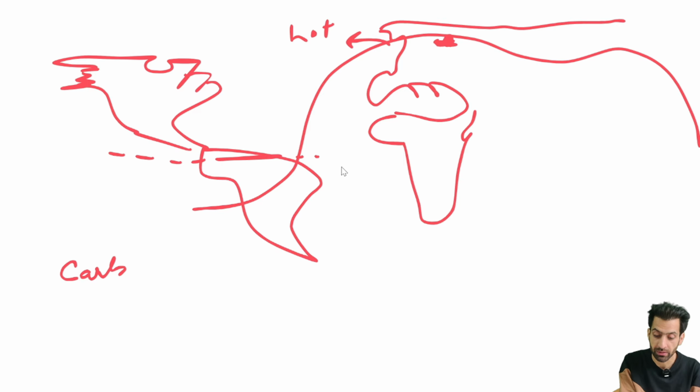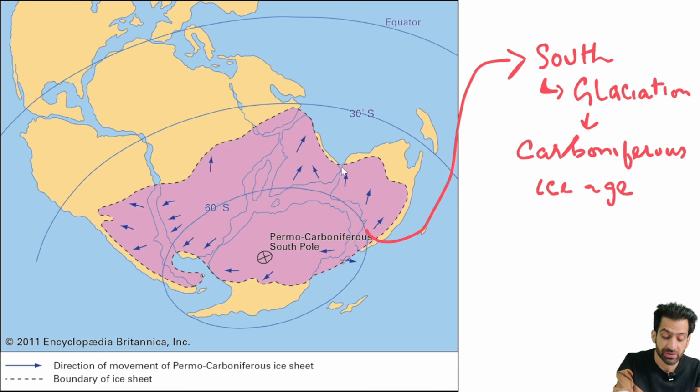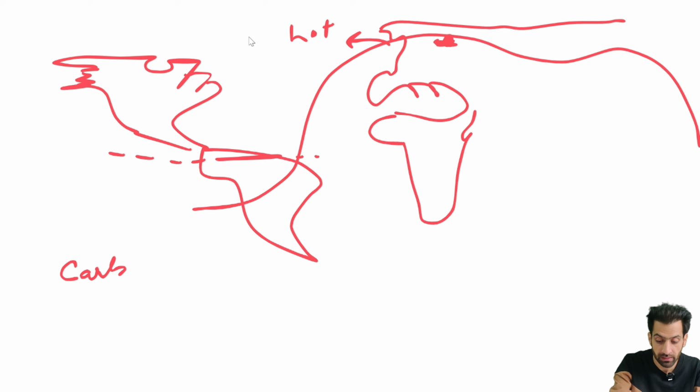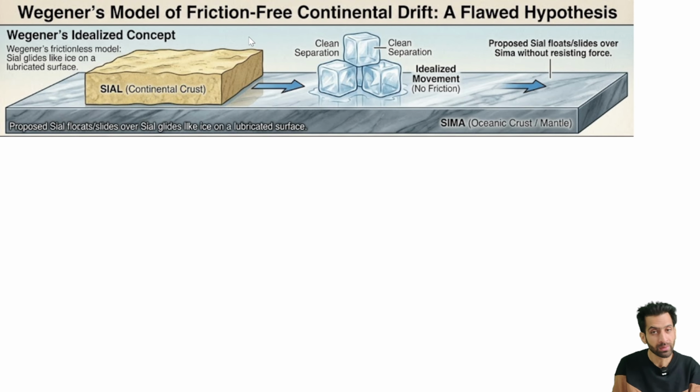Are you getting my point? So this is one more evidence of why we find coal in these regions, why we find tillite deposits in India, even though India is located so far north, in the tropical region, because back then it used to be in those southern regions. Now let's talk of some criticism of the theory, because in exams you will definitely be asked about the criticism.